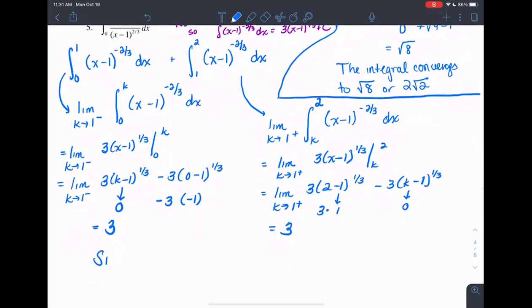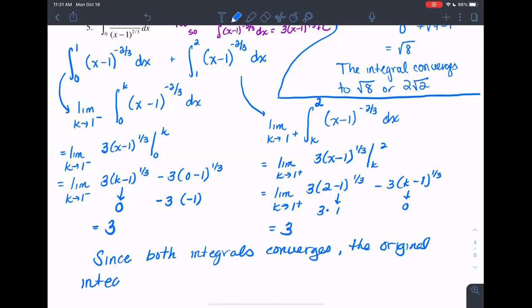And since both integrals converge, both integrals converge, the original integral converges to 3 plus 3, or 6. And if you wanted to think about, I'm going to actually stop my share.